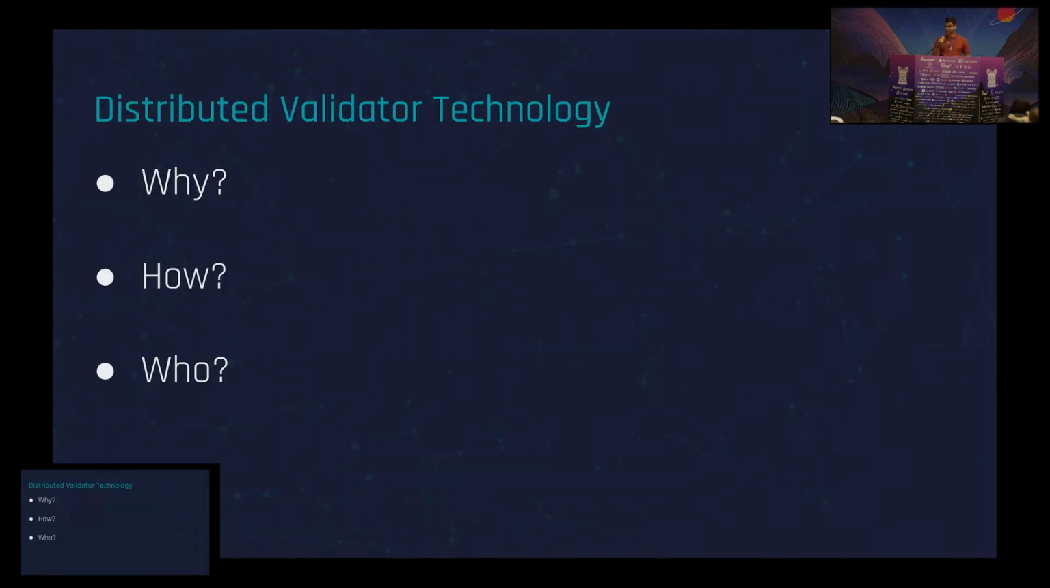All right. So I'm going to go over the motivation behind this technology, how we implement this, and who are the key players in this effort.